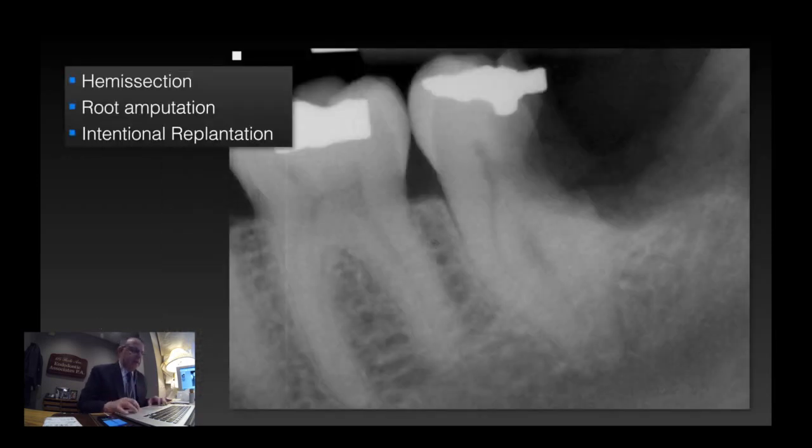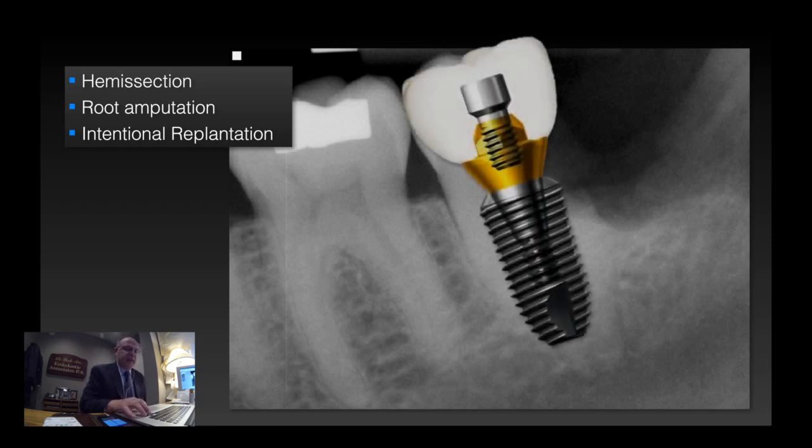I think we did that. Procedures like hemisection, root amputation, intentional replantation, we did it because we had no alternative. I think the prognosis is poor. Like in the example you see here in this image, I think it's just best to replace the tooth with an implant. It's a much better prognosis, and it's the next best thing. So I'm not going to say there is no room for hemisection, root amputation, or intentional replantation. It's just that because the prognosis is poor, it's just best to replace it with an implant.